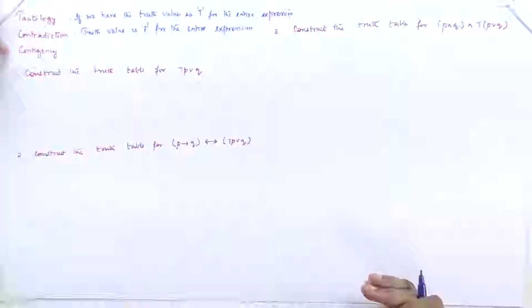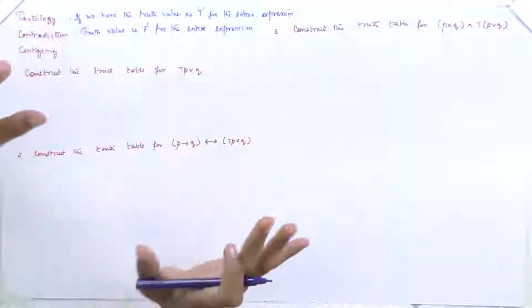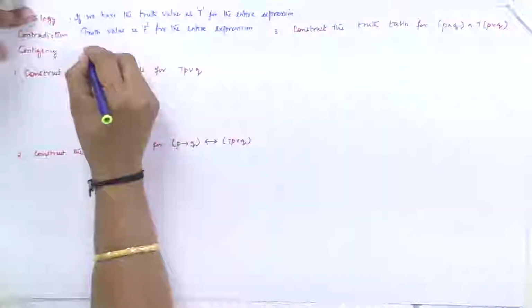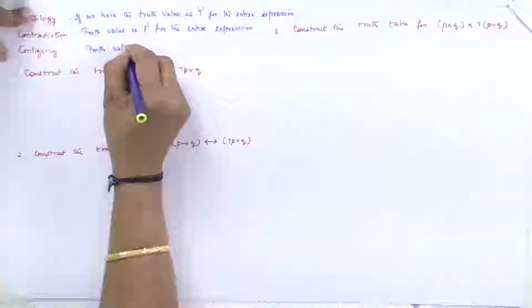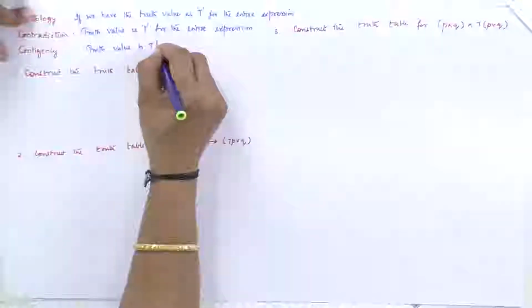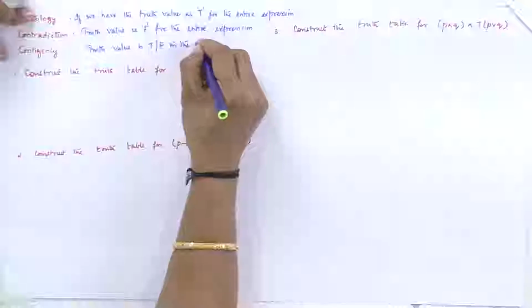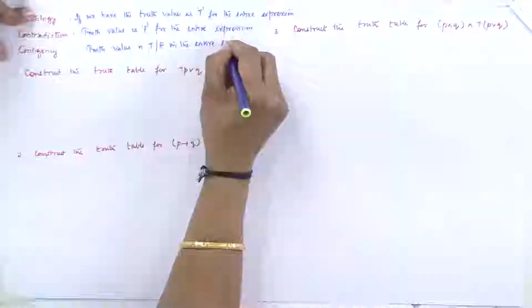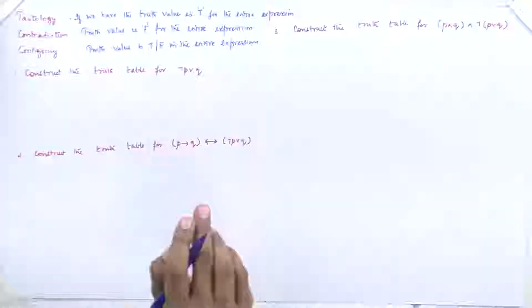Then what is all about contingency? So, contingency is a mixture of both T and F. Whenever the truth value is either T or F in the entire expression, if it is in a mixed form, then we call that statement a contingency.